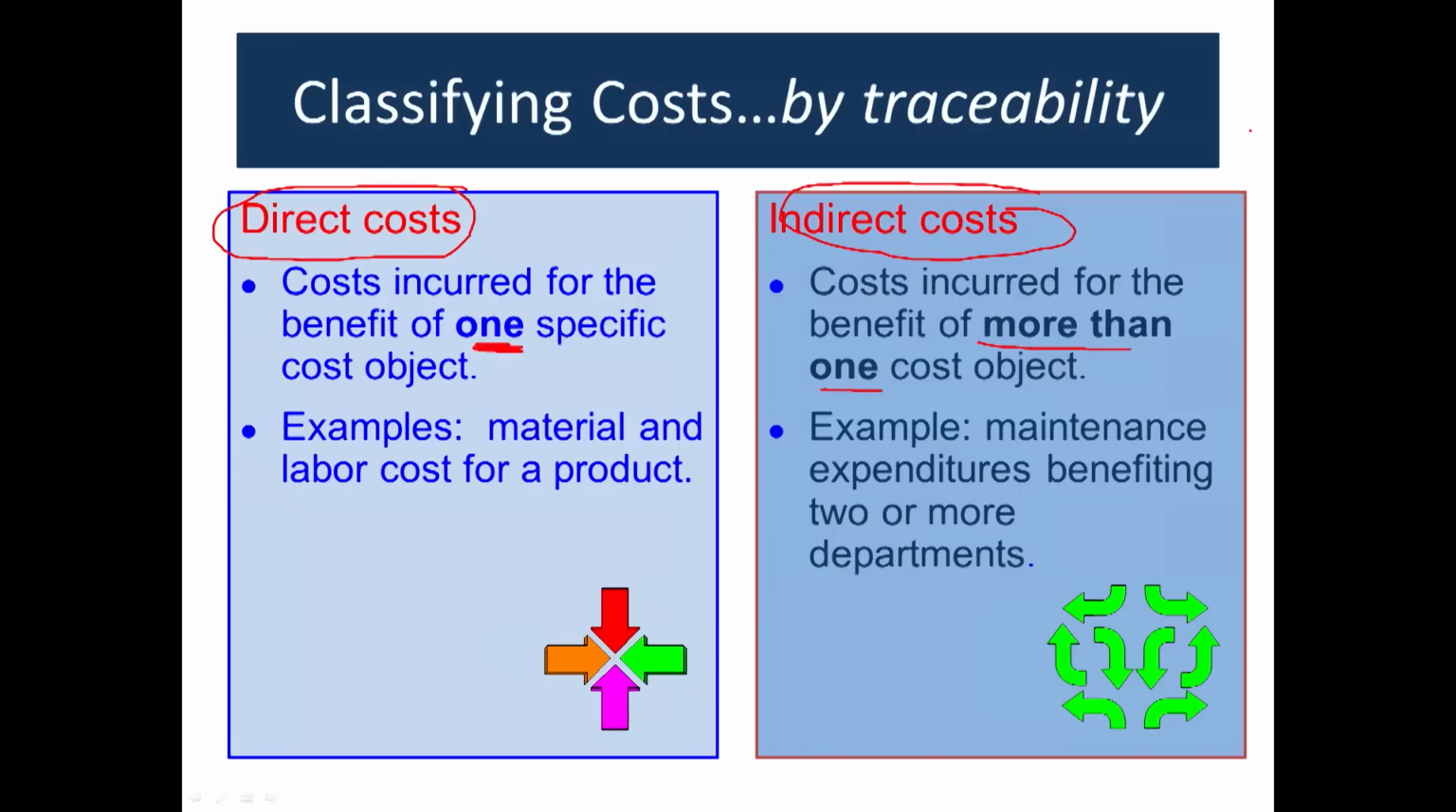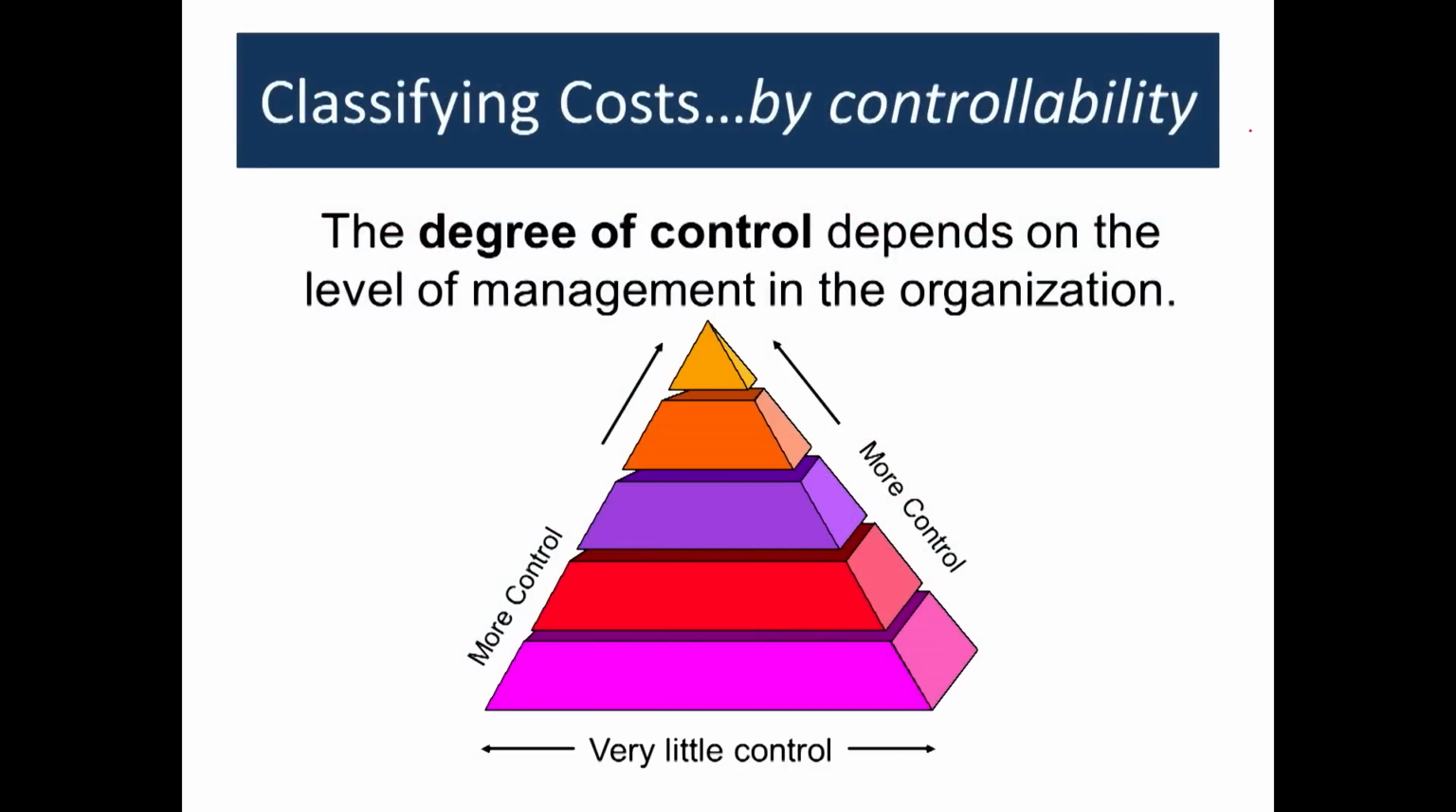Let's go toward the next way we can classify costs, which is by controllability. This is how much control you have on a specific cost. There are some costs in our life that we have a lot of control over. Same way with a business. And there are other costs that we have very little control over in our personal lives and in the business as well. And then there's certainly a lot that fall in the middle, okay?